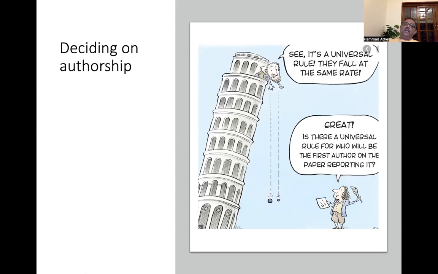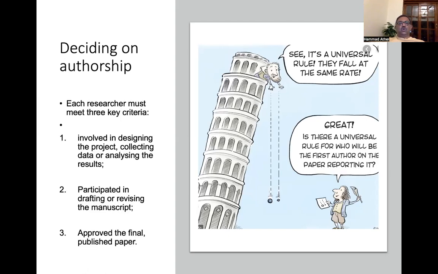The question really is, who is the primary author and who is the secondary author? Now, that sometimes becomes a difficult issue, and if it is not tackled right in the beginning, it can actually create problems later on. So each author must meet 3 criteria. In order for either one of these gentlemen to become authors, first of all, they should be involved in designing the project, collecting data, or analyzing the results.